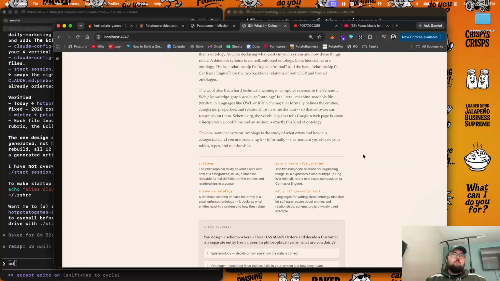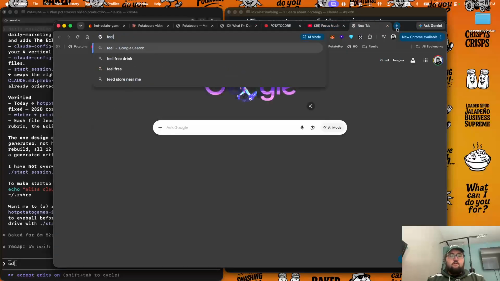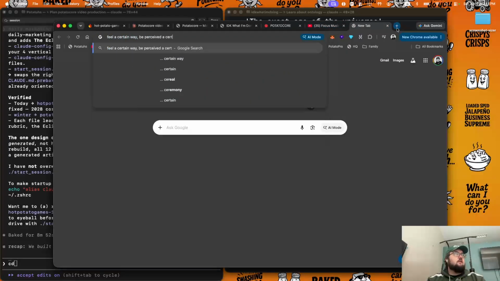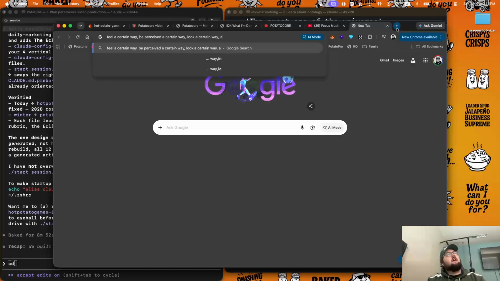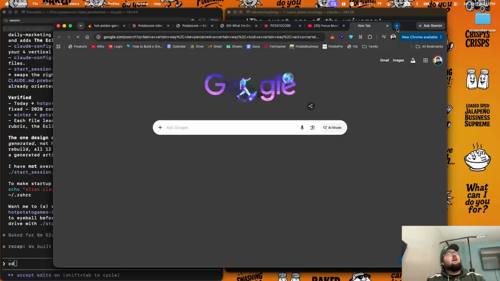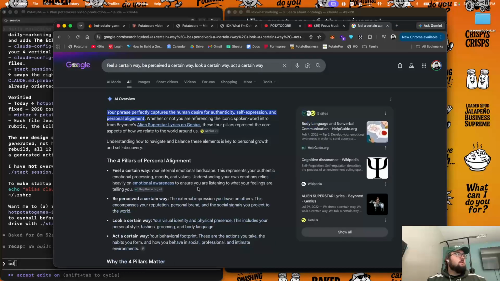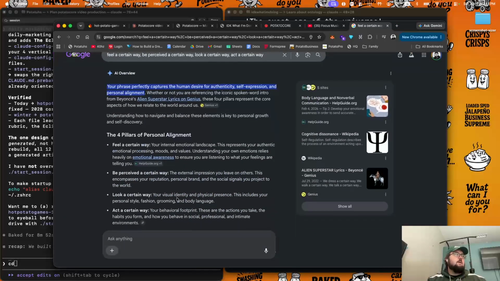Another example would be, I think there were like four things. It's how you want to be perceived, or sometimes we say things because we want to feel a certain way, be perceived a certain way, look a certain way, act a certain way. I hope it corrects me. Your phrase, the four pillars of personal alignment: feel a certain way, be perceived a certain way, look a certain way.